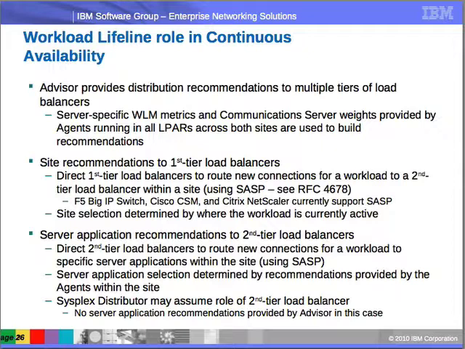For active standby, the site selection is determined by where the workload is currently active. As I mentioned previously, for active standby workloads, we guarantee that only one site is ever able to get connection requests for a workload. We do that using SASP by basically telling the load balancer the only place you can route requests to is Site 1 or Site 2, depending on where the workload is active.